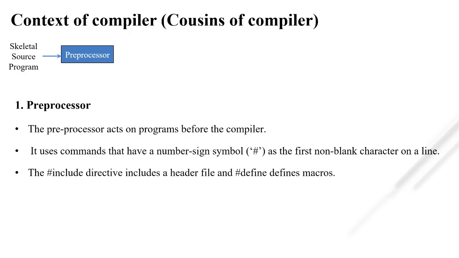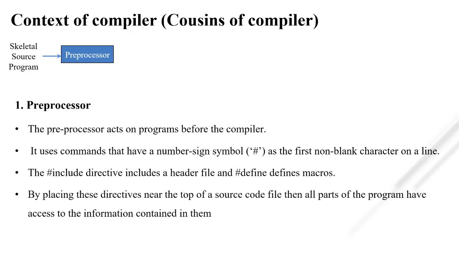Its main use is to include special files, that is header files, and defining various macros, where #include directive includes a header file and #define defines the macro. So by placing these directives near the top of a source code, all parts of the program have access to the information contained in them. For example, if we include math.h in our program, then we are able to use the sqrt function for finding the square root of any number.